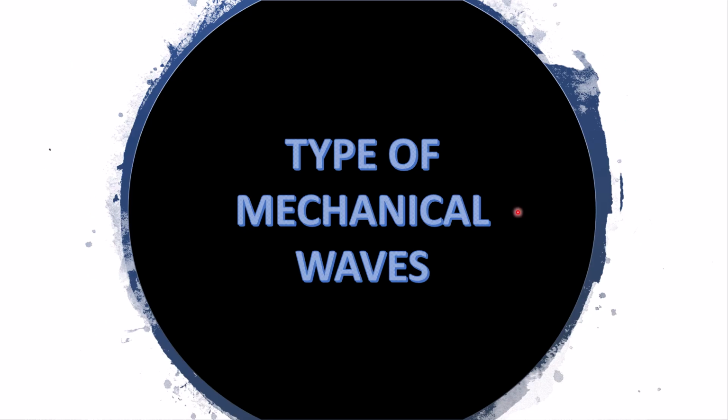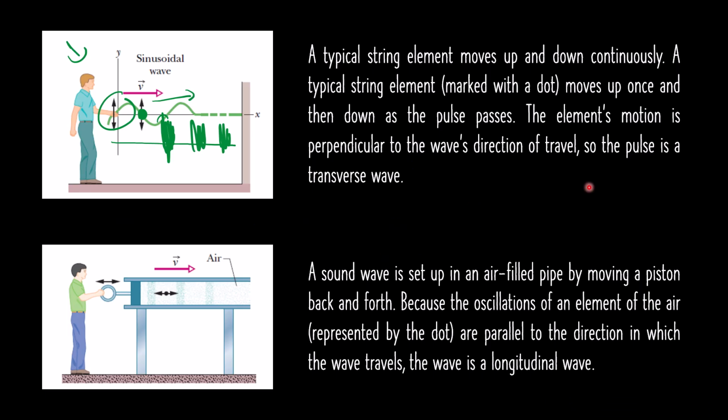Next, we focus by narrowing down to the types of the mechanical wave. Okay, students, let's begin with the types of the mechanical wave. Mechanical waves require a medium to travel through. There are two primary types of the mechanical wave. First is the transverse wave. Next, the second one is the longitudinal wave.